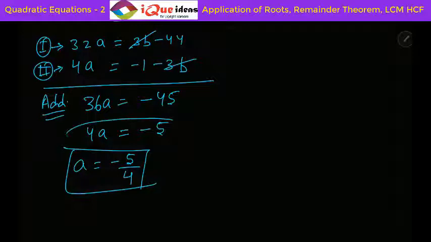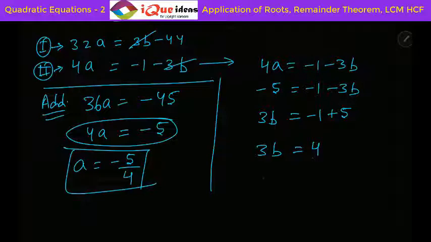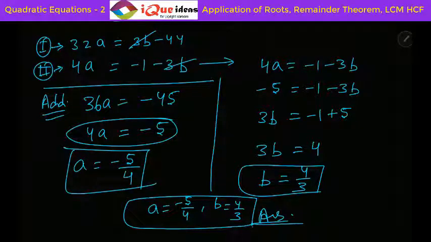Right, so we have calculated the value of a here. Now let's do one thing. Let's put 4a equal to minus 5 in the second equation. The second equation was, I'll write again, it is 4a equal to minus 1 minus 3b. Right, so in place of 4a, just put minus 5. That is equal to minus 1 minus 3b. Right, 3b comes to the left hand side, so becomes plus 3b. Minus 5 goes to the right hand side, so becomes plus 5. Right, so we have 3b equal to 5 minus 1, that is 4. So b is equal to 4 by 3. So the final answer of the question is a equal to minus 5 by 4 and b equal to 4 by 3. Right. So the answer of the question, minus 5 by 4 and 4 by 3.